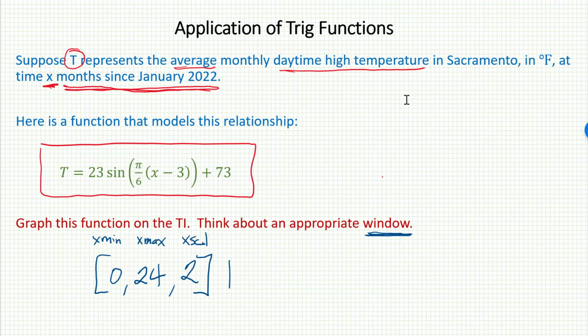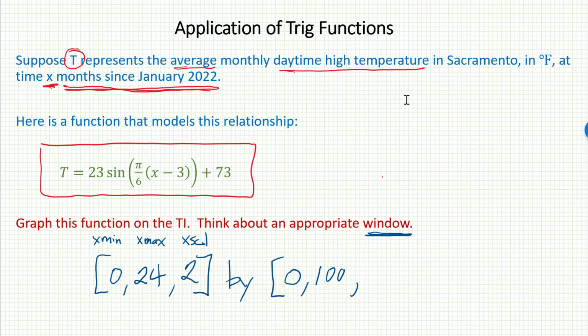How about for y? What shall we use there? Well, y, or in our case T, is the temperature. We're going to be measuring average daytime highs. Now, we don't get into the negatives here. We don't even get down to 0. But I think I would want to start at 0 just so I can see the axis in the picture. And I don't think we would go over 100 in terms of an average daytime high for any particular month.